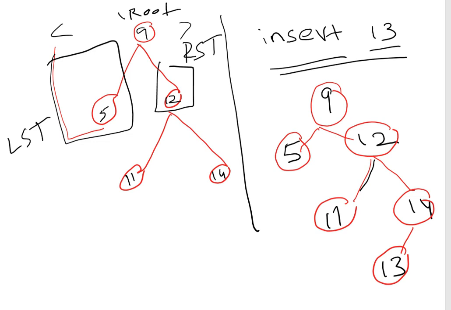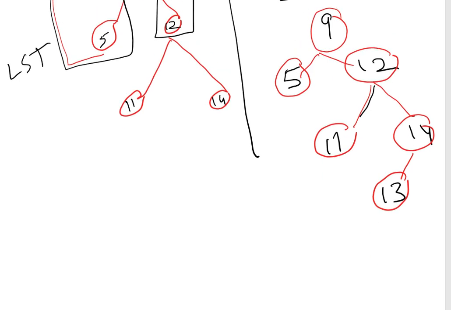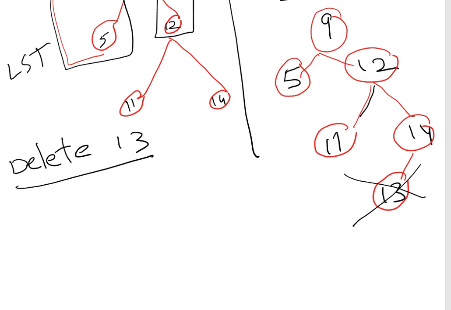Now in this tree, I want to delete 13. I want to remove this one. So now what will be the tree? Simple thing. It will be a tree like before.